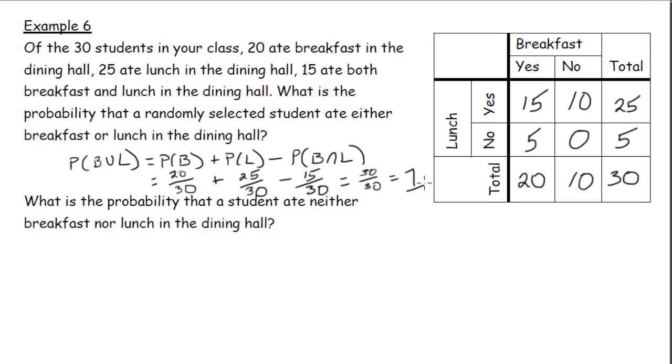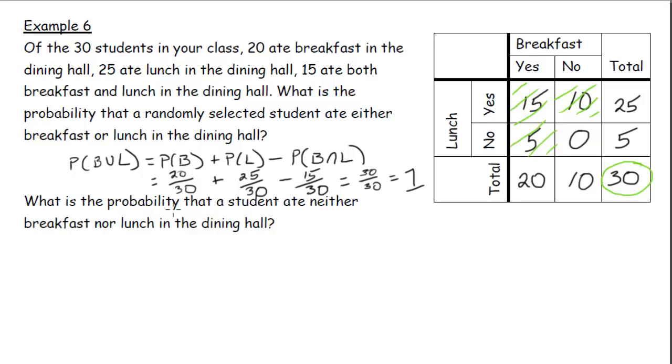Now another way that you might do this problem from the contingency table, well, where am I either breakfast or lunch? Well, that would be here and here. So if I added these up, I would get 30 out of 30, which is 1. You just need to make sure not to count these folks that ate breakfast and lunch twice.